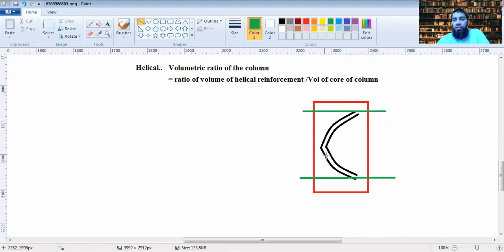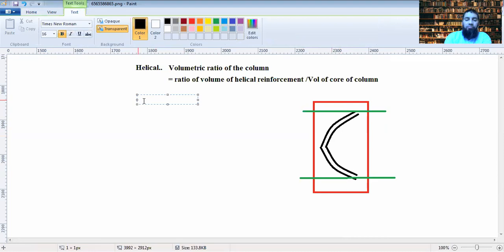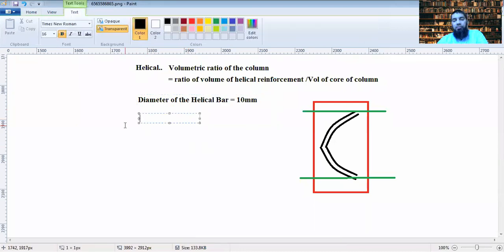Now you need to first calculate the volume within one pitch length. How would you do that? You know the diameter of this, it's given to you. The helical bar is 10 mm. So the volume would be the area of this into the length of this.